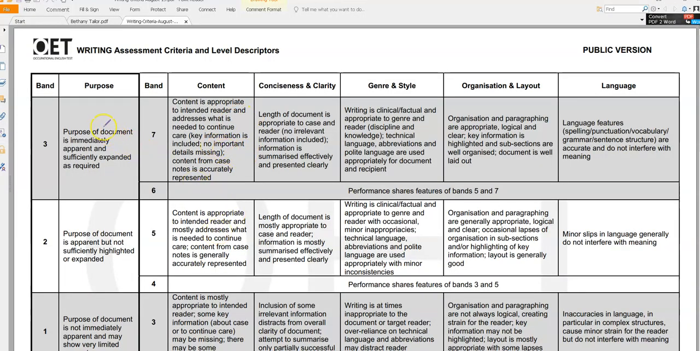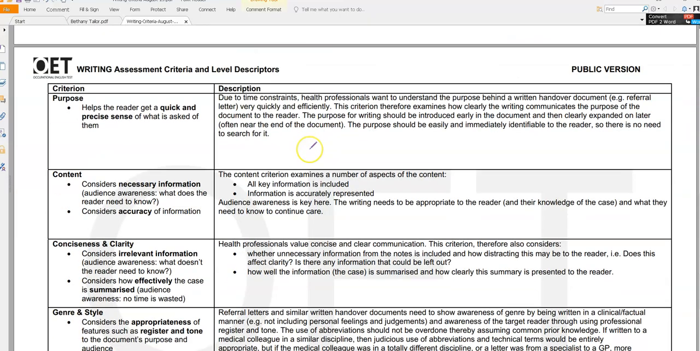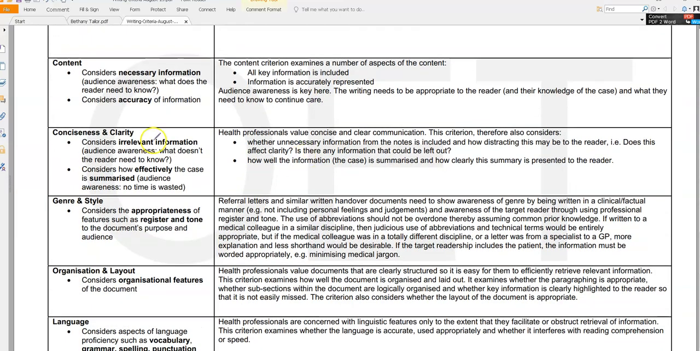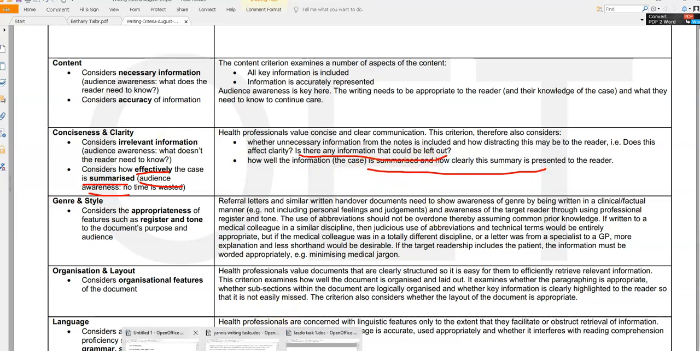So purpose must be immediately clear, key information, but then conciseness. What information are you including? How effectively the case is summarized. Audience awareness, no time wasted. So it's not just about irrelevant, it's also anything that we could omit and how well it's summarized. Okay, so there's one or two things there.